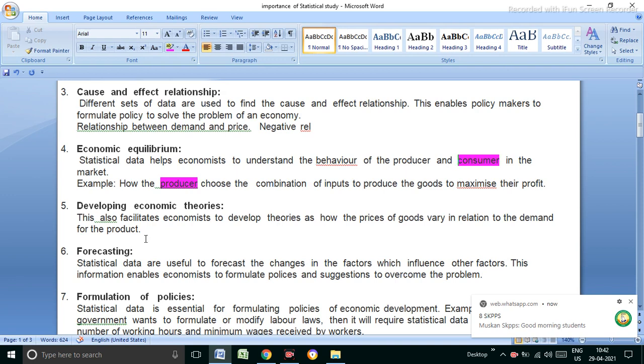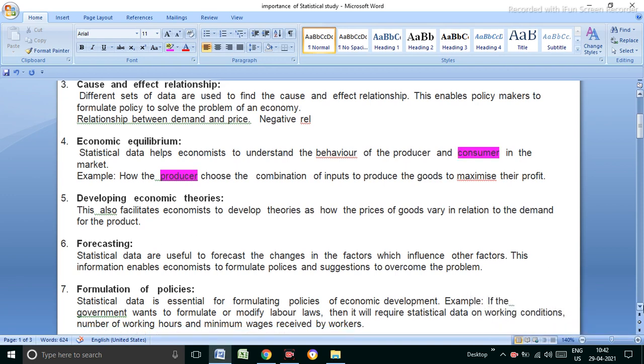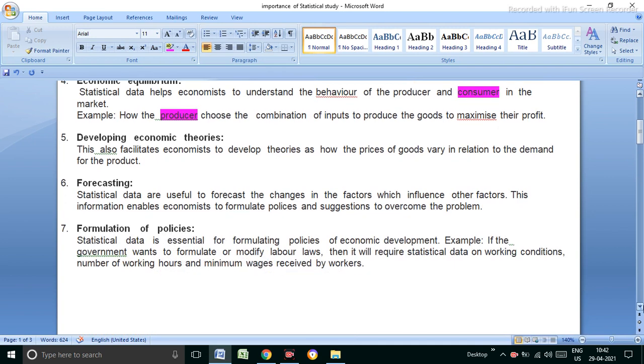Forecasting. Forecasting means here we want to predetermine the future. This is called forecasting. Statistical data are useful to forecast. Try to understand, dear students. Again, forecasting means we want to know about the future, like the finance minister or agriculture minister wants to know about the future, how much wheat will be consumed or how much wheat will be produced by the country. So this is forecasting.